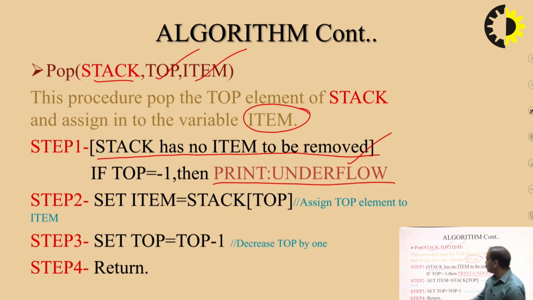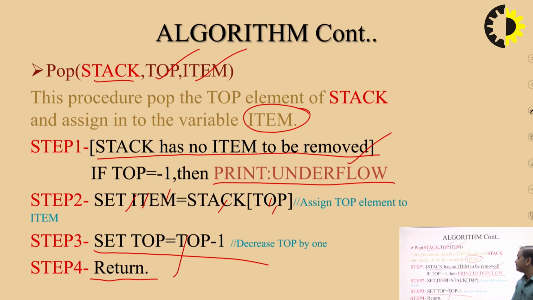Now, step 2, set item equal to stack top. We have to assign the top value to item. And the third one is set top equal to top minus 1. We have to decrement the pointer by 1. Then we have to return the value which we set in the item.